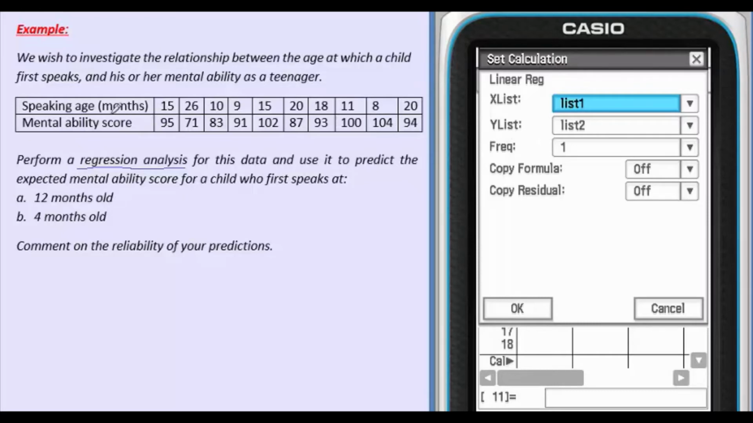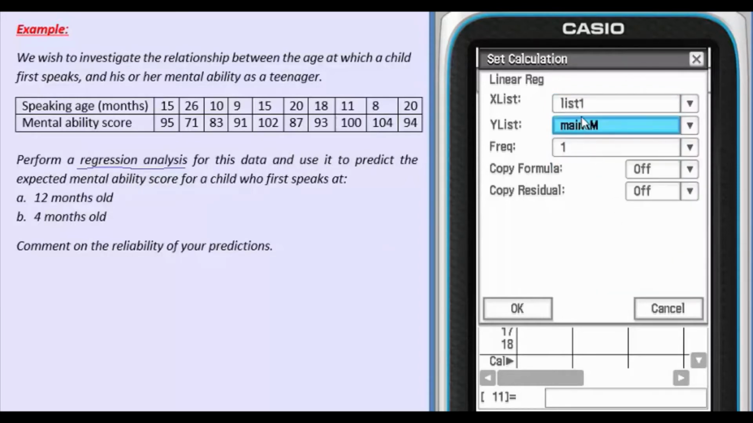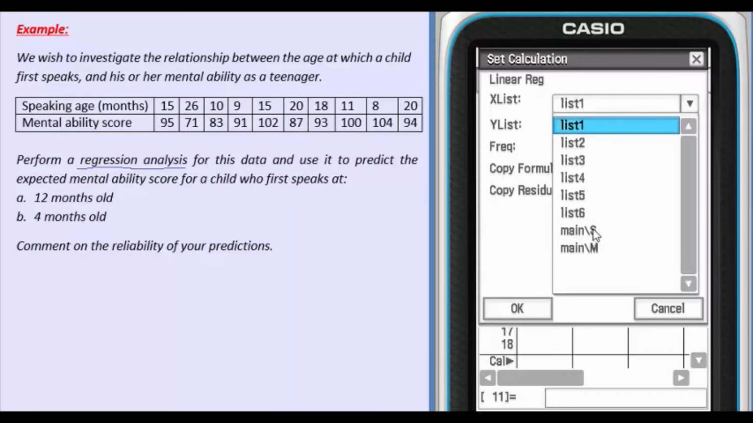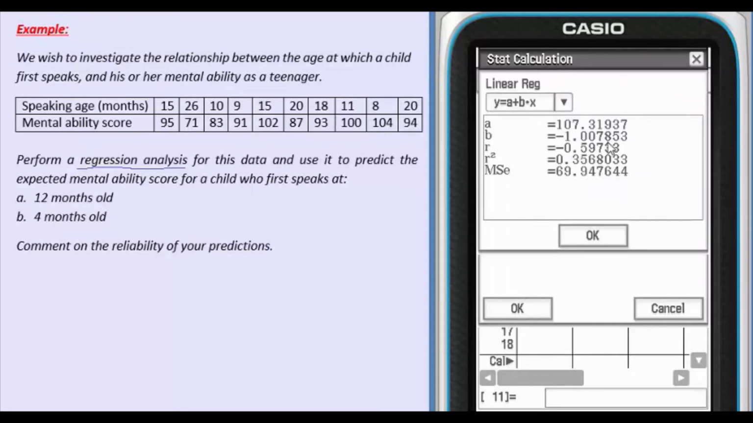So we have a look here and we say, okay, we want to predict the mental ability. It's always phrased as we want to predict the responsive variable. So mental ability is a responsive variable. So I'll put M for mental ability, which leaves S, the speaking age, for the explanatory variable. Now I'm going to go okay, and I'll find out my equation here.